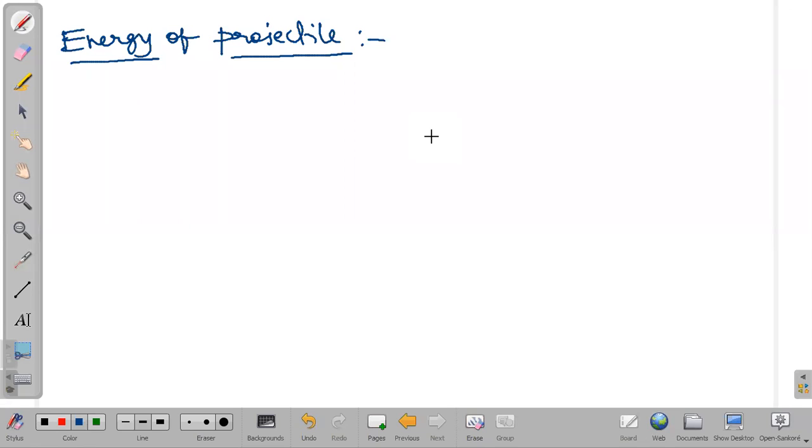Means the conservation of energy will be obeyed, right? So we will calculate kinetic energy and potential energy individually. First, the kinetic energy part I will be doing, then I will go with the potential energy.